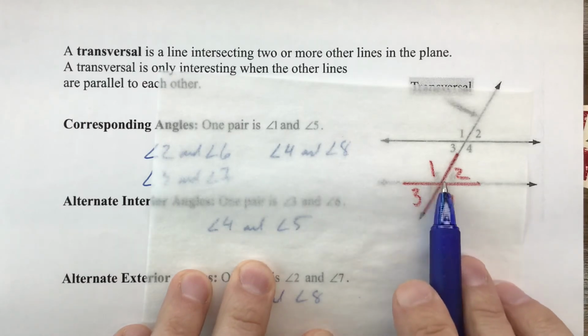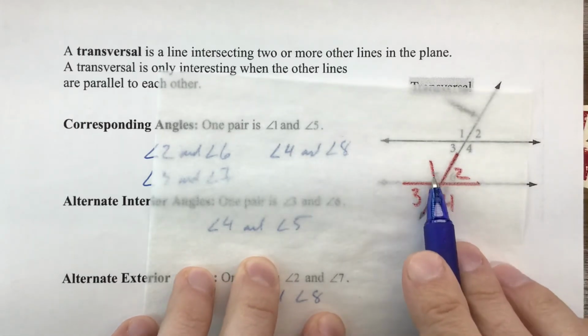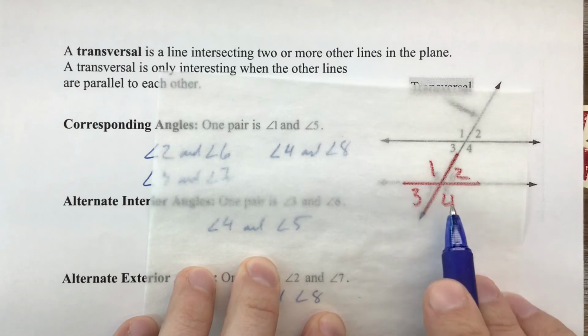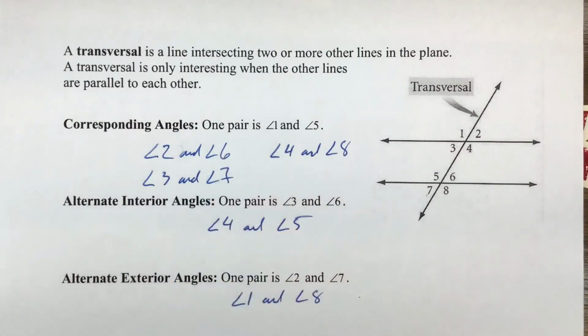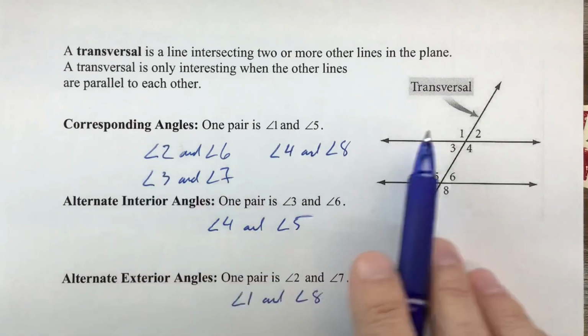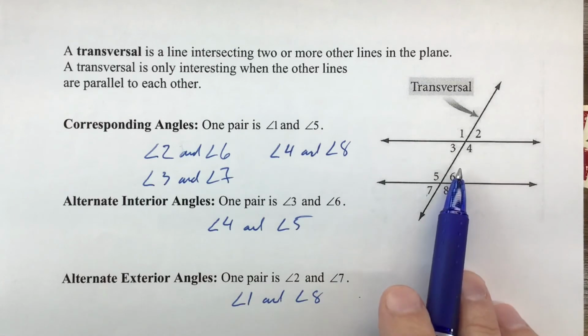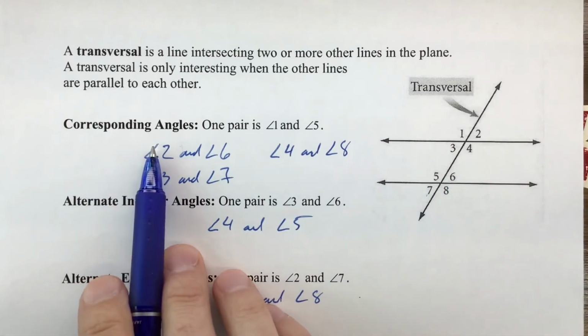Now, which ones did I actually match when I did this? Matched 1 with 5, 2 with 6, 3 with 7, and 4 with 8. Those are your corresponding angles. So the first thing that we learn is that corresponding angles, when you have parallel lines and a transversal, the corresponding angles will be congruent with each other.